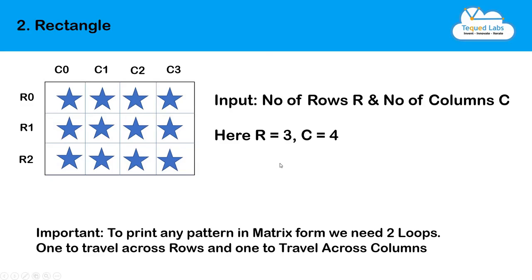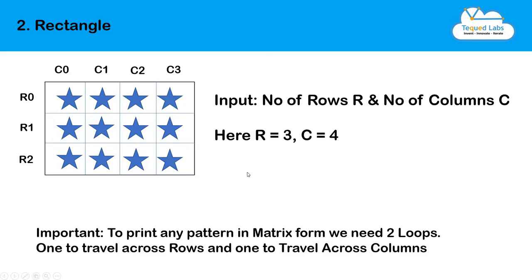So here let us assume the input to be 3 and 4, which is number of rows is equal to 3 and number of columns is equal to 4 respectively. So this is how we label the rows and columns: R0, R1, R2 for the rows, C0, C1, C2, C3 for the different columns. Again, the important thing that we need to remember is to print any pattern which can be represented in a matrix format.